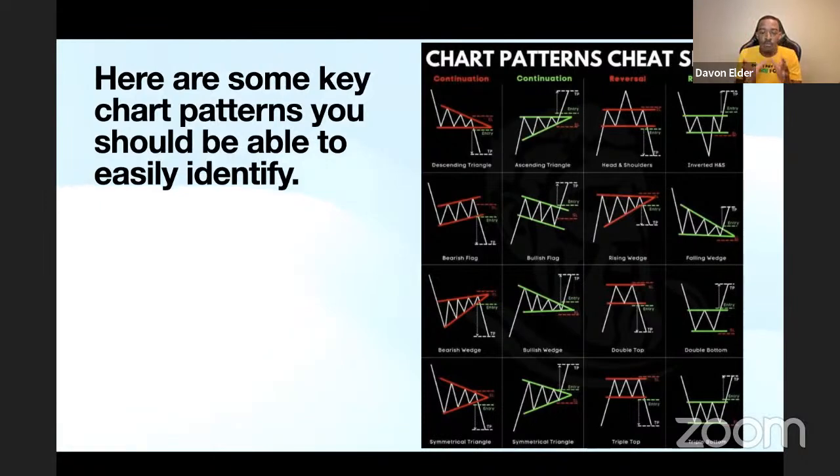Stocks move off of trends, right? Stocks move off of trends. What is the most dominant trend? Trends and patterns, right? Being able to identify trends and patterns when you are trading in the stock market is going to help you out a lot.